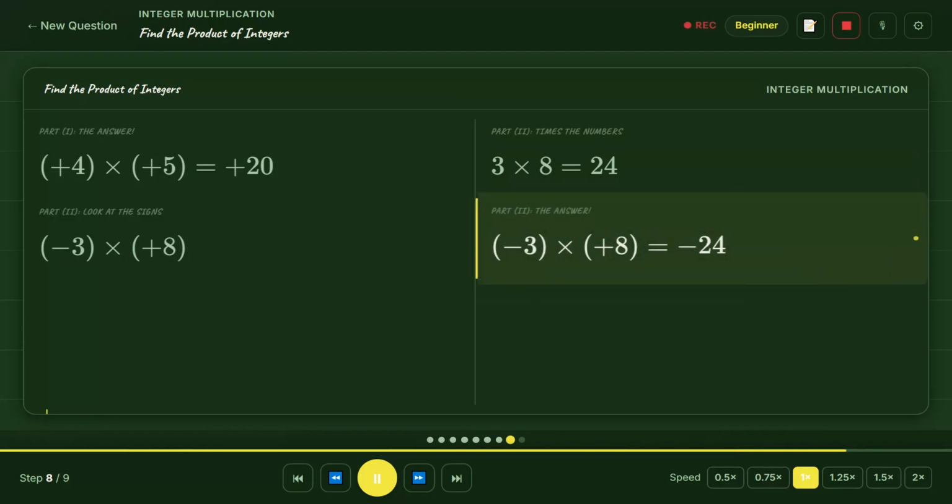Different signs give a negative answer. So our answer is negative 24. You did it!